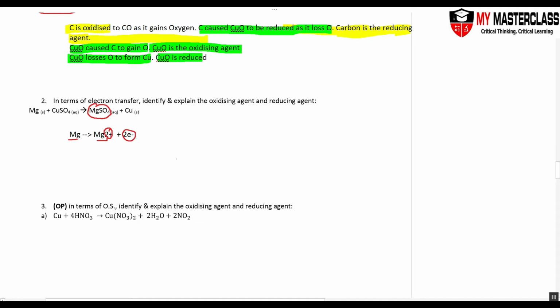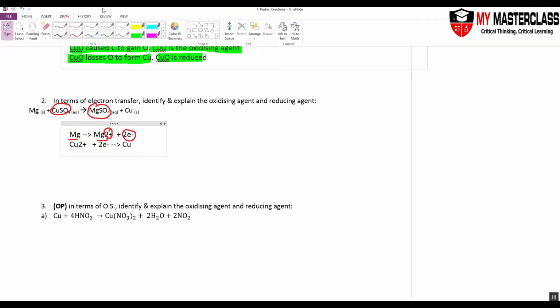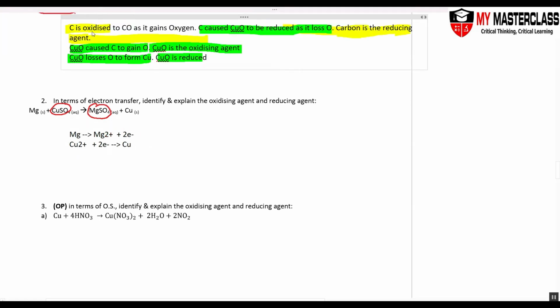So this is one of your half equations, and the next one is copper sulfate, which has Cu2+ inside. It will gain 2 electrons. Using the same idea, because the copper is in a compound as Cu2+, it gains 2 electrons, adding 2 negatives to become neutral. So these are the half equations that are actually happening.